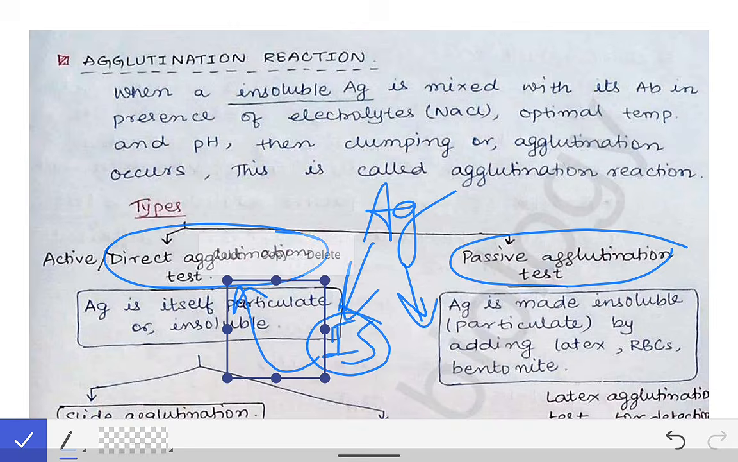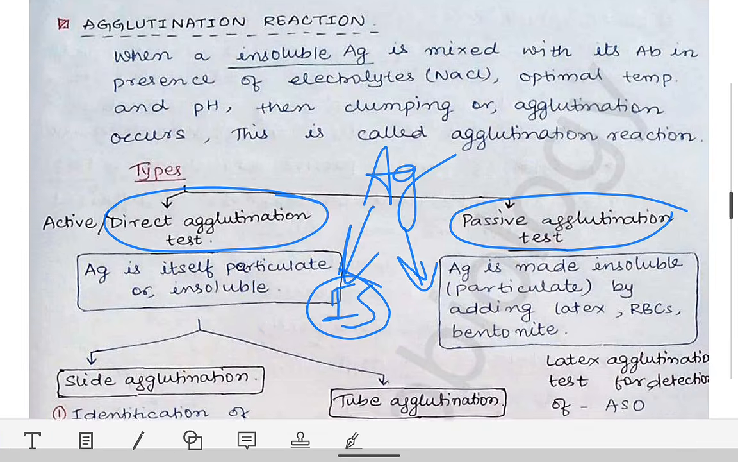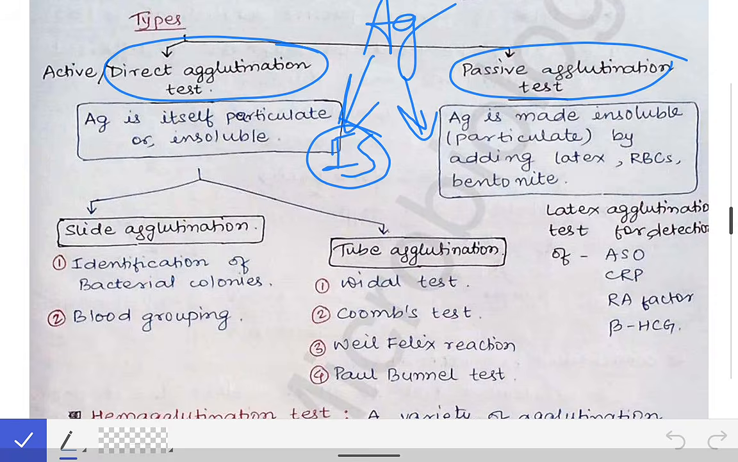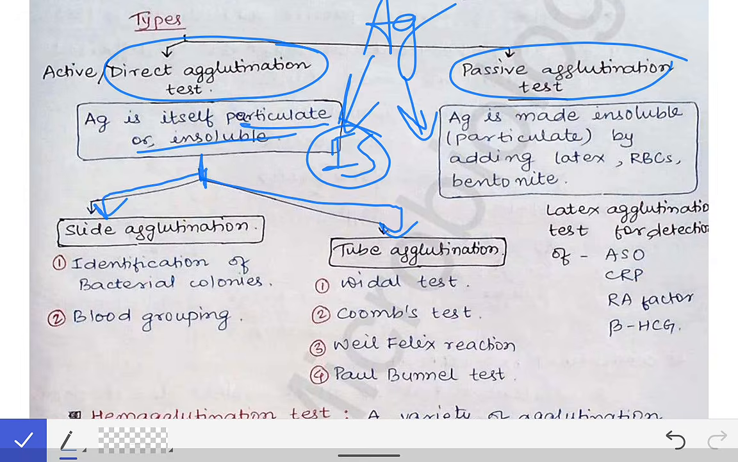Okay, so what is the active or direct agglutination test? The active or direct agglutination test is that agglutination test where the antigen itself is particulate or insoluble. Now, the direct agglutination test can be of two types. Either it can be done on a slide or it can be done in a tube.